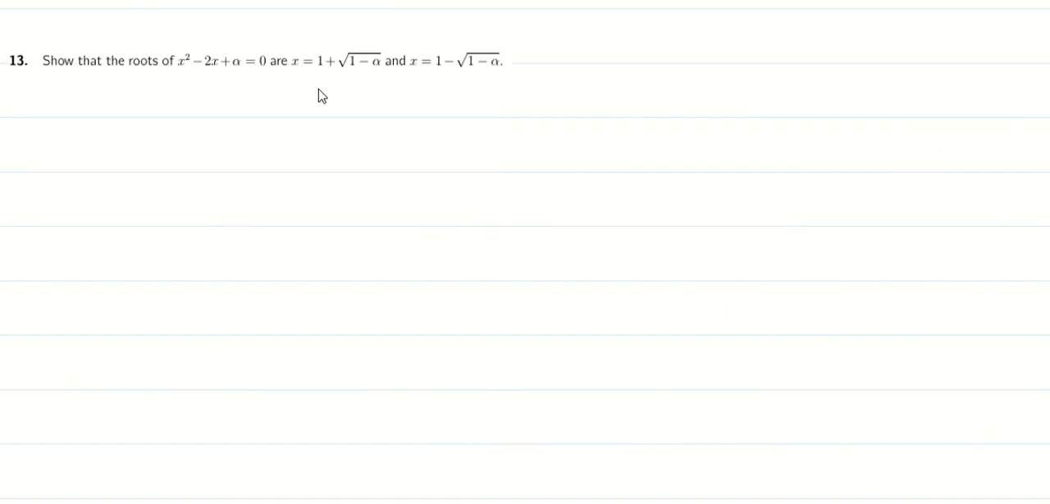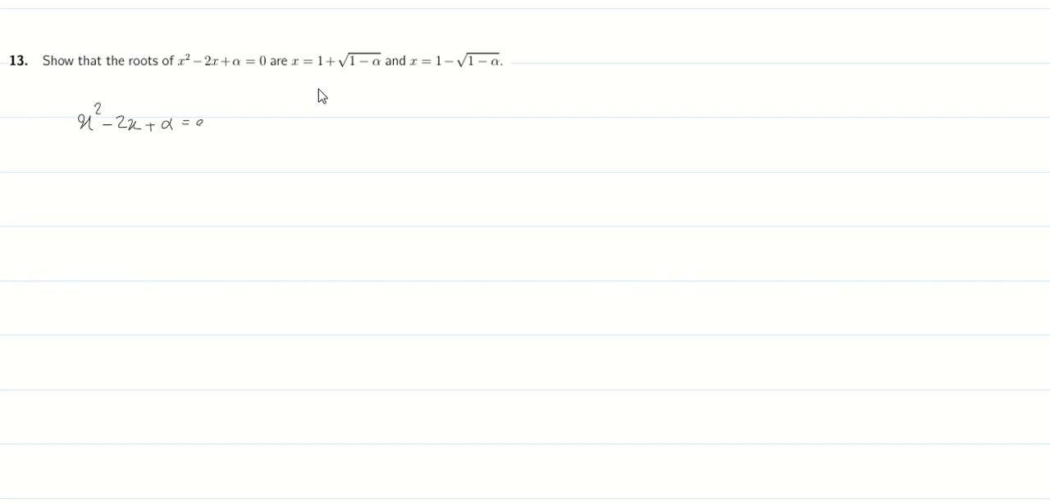Okay, on this question we want to prove that the roots of the quadratic equation in here are as follows. So we're going to use the quadratic formula to prove that. Looking at the equation, we have x squared minus 2x plus alpha is equal to 0.